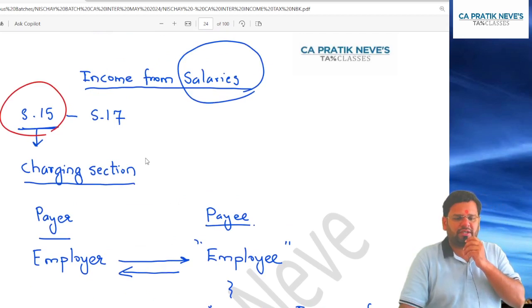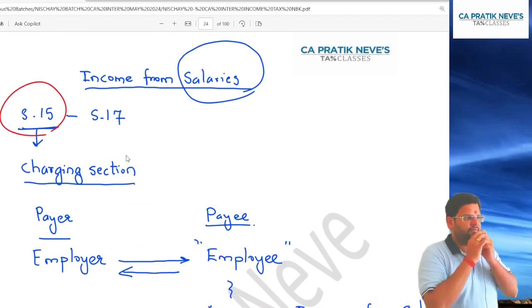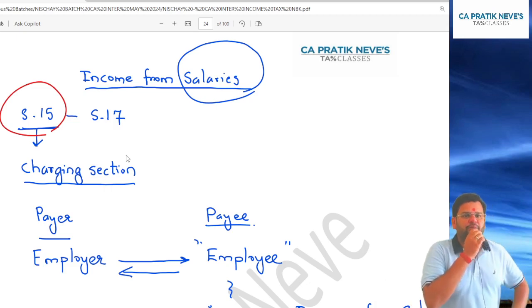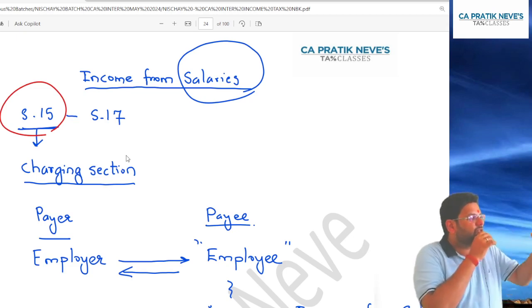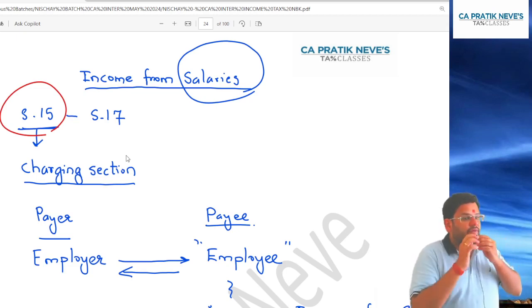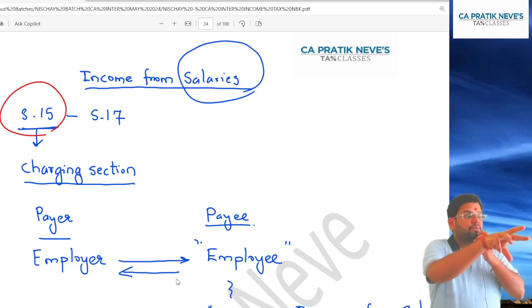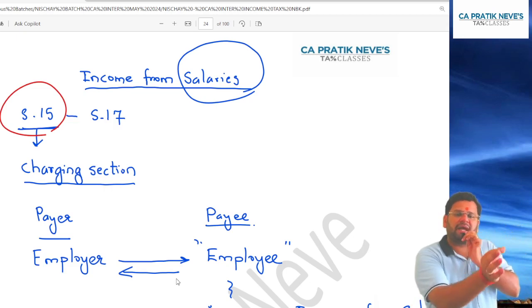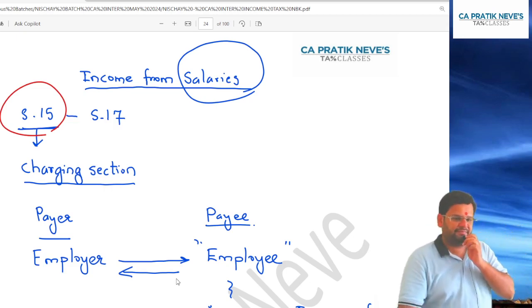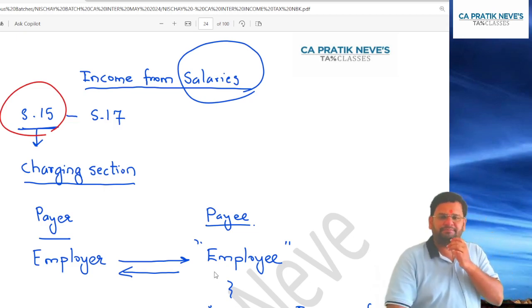Section 15 to section 17, in which 15 is the charging section. What is the importance of the charging section? It creates a charge. Whenever there is an employer-employee relationship between payer and payee, then whatever the payee gets from the employer via this relationship will be taxed under the head salary. So there should be an employer-employee relationship.